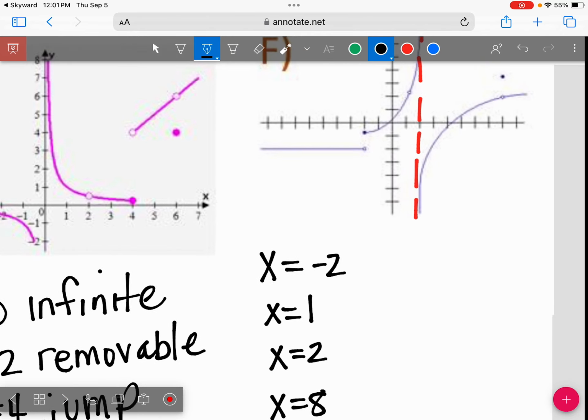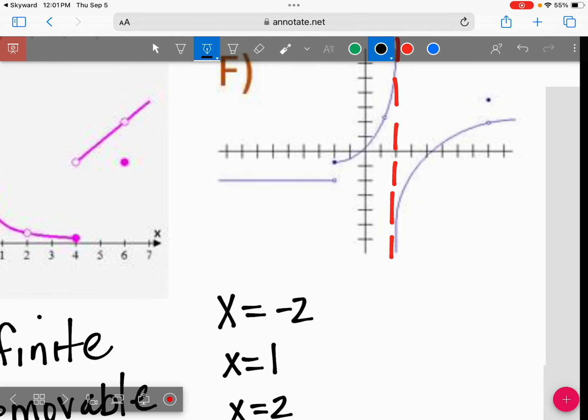So what do we have happening at -2? If I'm walking, this is my little sidewalk. I'm walking. I have to jump to get to the next graph. So that first one would be a jump. Then when we get to +1, we have an infinite, because there's a vertical asymptote that's forcing this graph to go up to +infinity on the left, down to -infinity on the right.